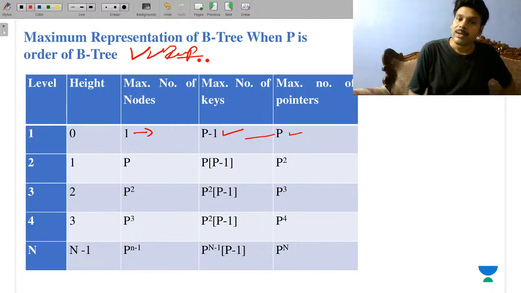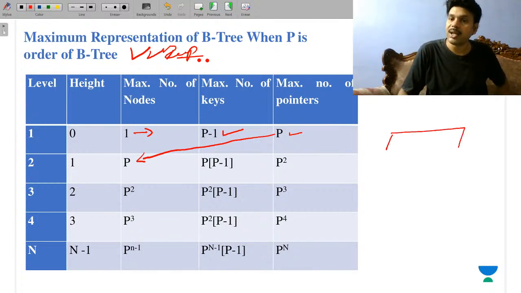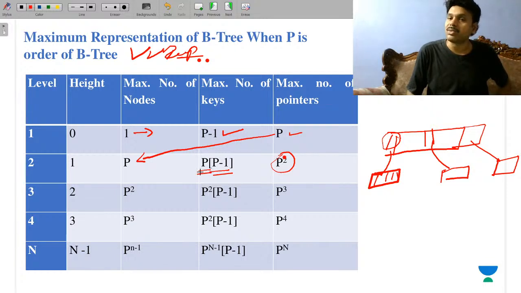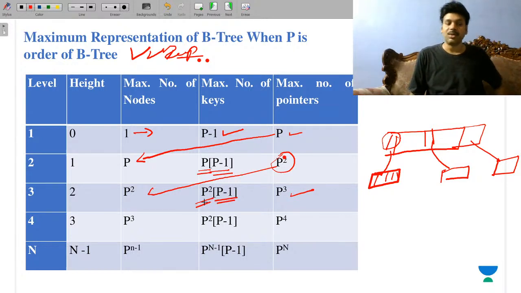Level 2, these p block pointers are your next level nodes. Every block pointer is a node to you at the next level. And you have p square block pointers. And how many keys can I keep? p minus 1 keys in each of p blocks. And at the next level, you have p square nodes, p cube block pointers, and p minus 1 keys in each of p square nodes. Okay, friends?